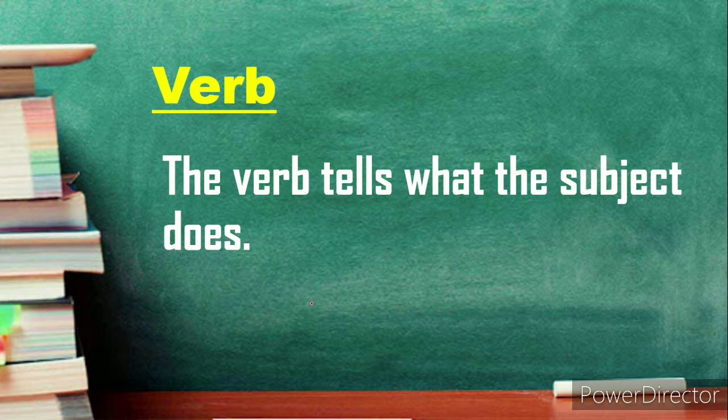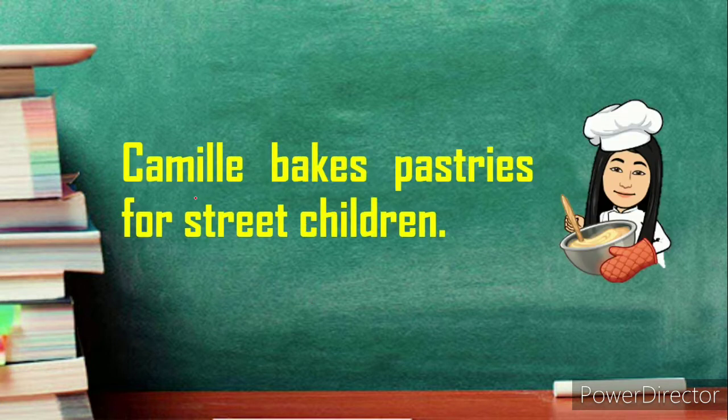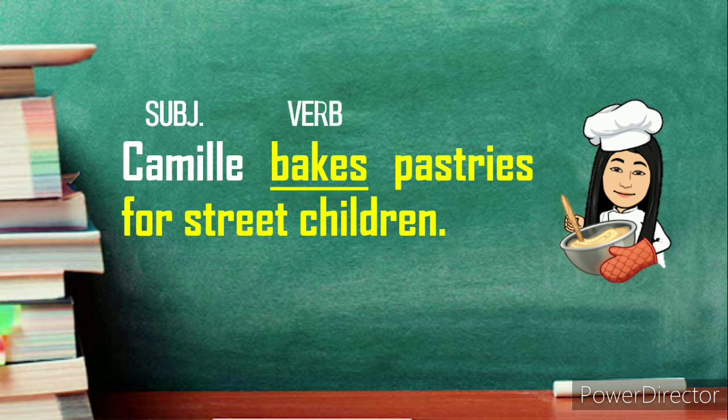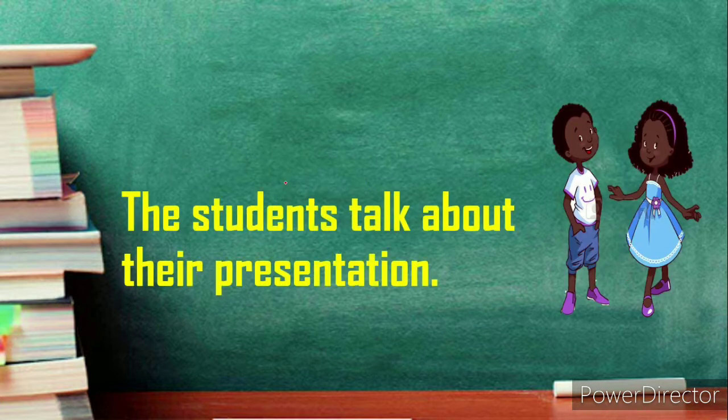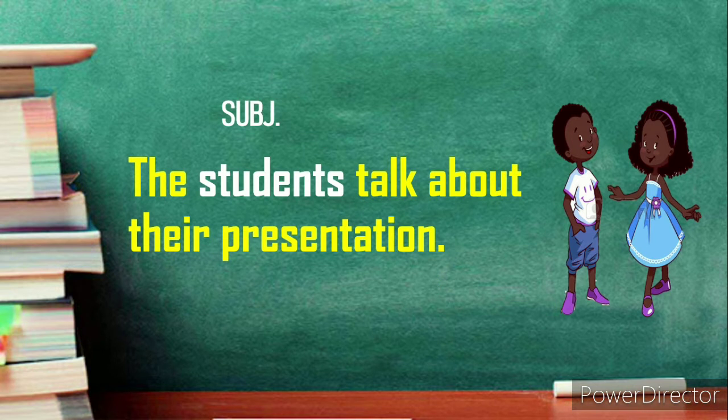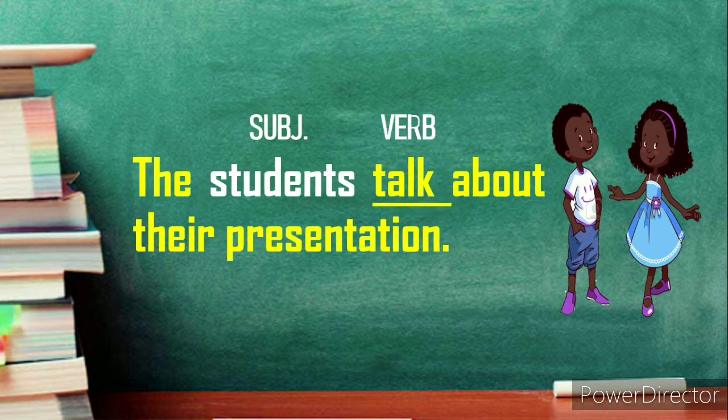Let us have examples. Camille bakes pastries for street children. The subject in this sentence is Camille because she is the person that the sentence is talking about. And the word bakes is the verb, the word that tells what the subject does. Next, the students talk about their presentation. The subject here is the word students, and the verb is the word talk.